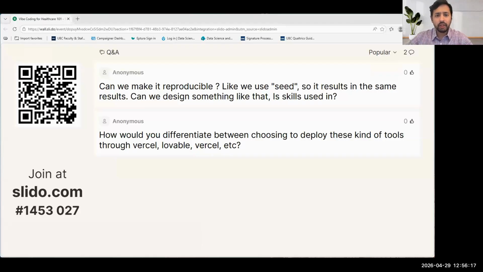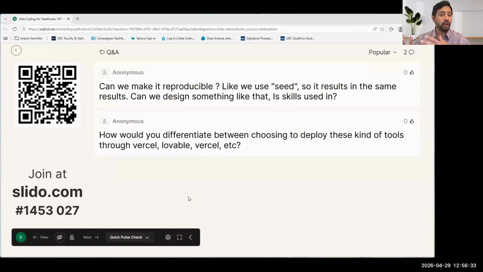So the question is, can we make it reproducible, like we use a seed so it results in the same result? Can we design something like that? Yes, exactly. That is the best use case for skills: making it reproducible and reliable, so that if we are using certain protocols, those protocols are always followed.